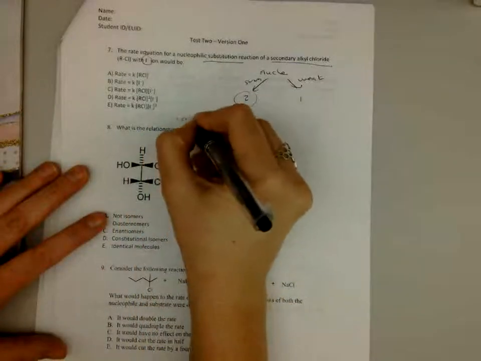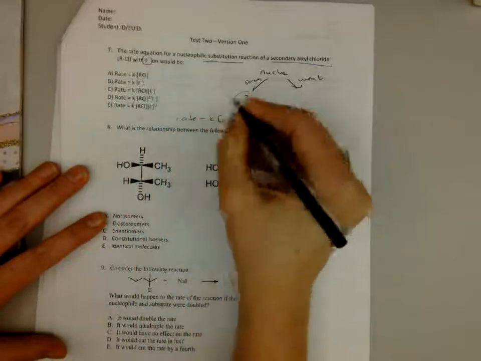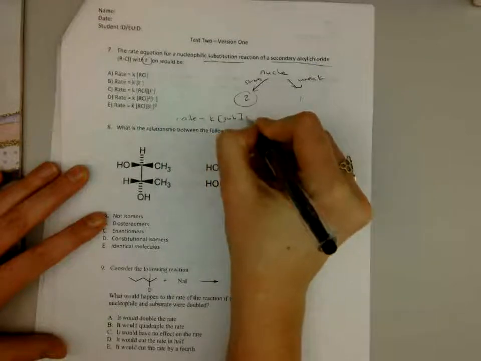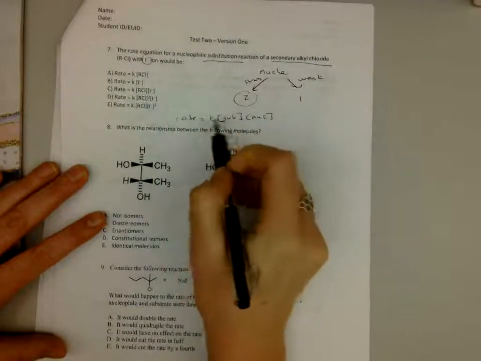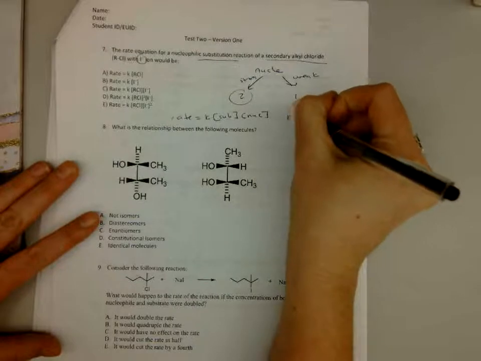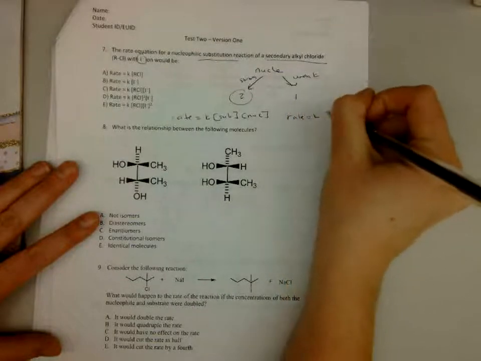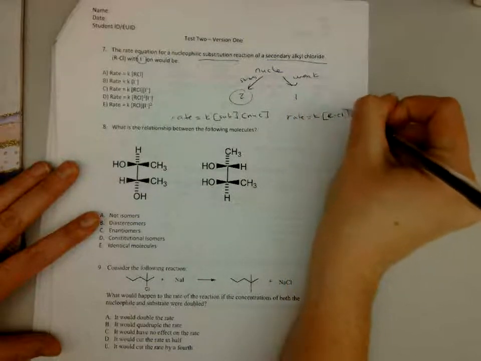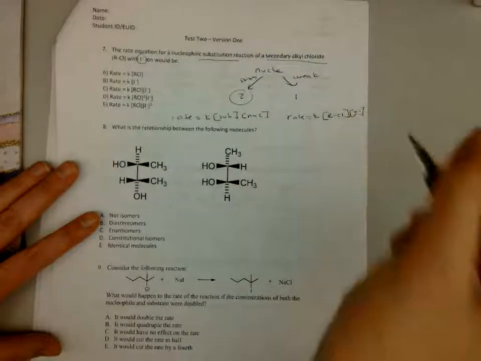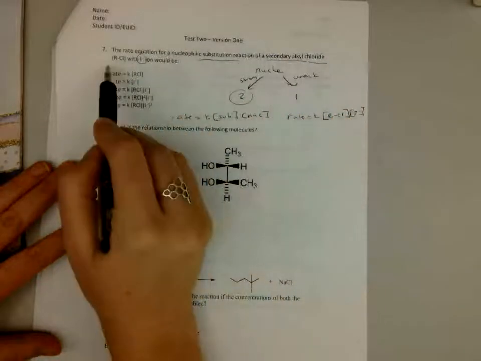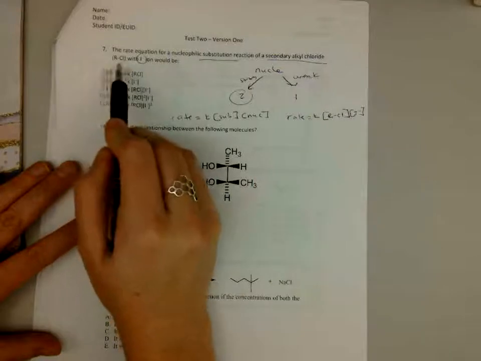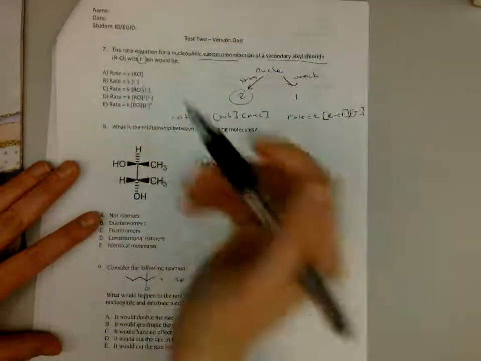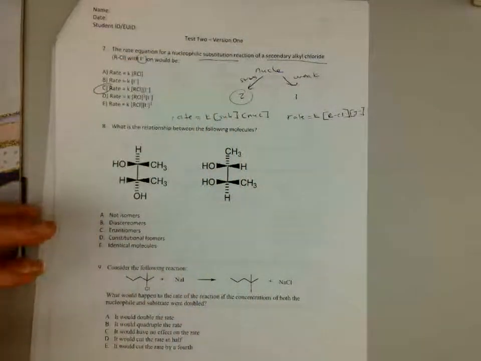We already know it's going to be a substitution, so that's enough to tell me it's an SN2. So for an SN2, the rate law is k times the substrate and the nucleophile. So in this case, the rate would be k times RCl and I minus. They tell us secondary alkyl chloride, RCl, with an I minus ion. So that's answer choice C.